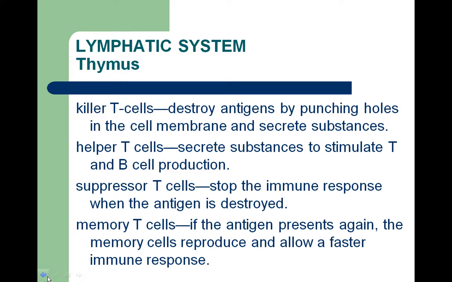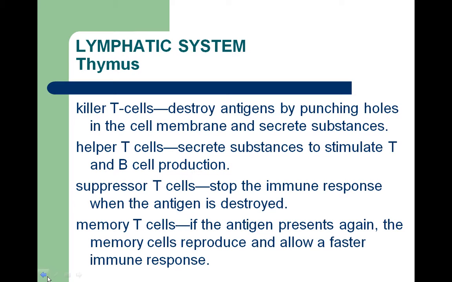This is a glossary of those cells that are made by the thymus. So again, the killer T cells, which are also called cytotoxic cells, destroy antigens by punching holes in the cell membrane, and they also create these cytokines, which are just poisons, that again destroy the antigen.